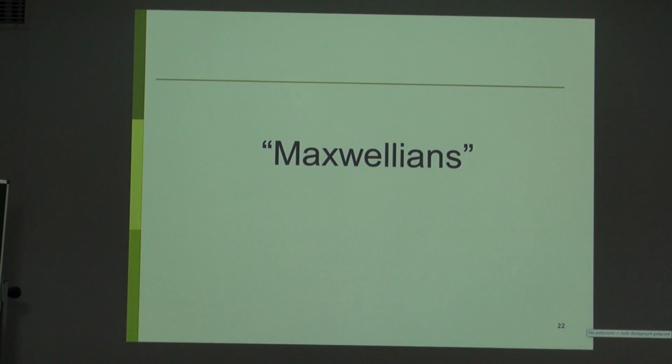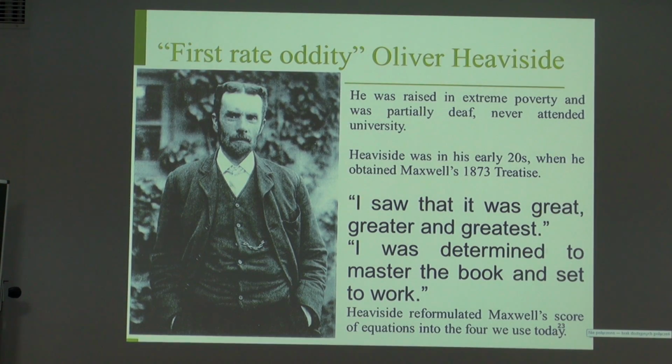So, the Maxwellians. One of this small group of people who understood and accepted this theory was Oliver Heaviside. He obtained Maxwell's treatise in 1873, and said that he saw it was greater and greatest. I was determined to master the book. The key was to eliminate Maxwell's strange magnetic vector potential. I never made any progress until I threw all the potentials overboard. So maybe we will say a few words about Mr. Heaviside.